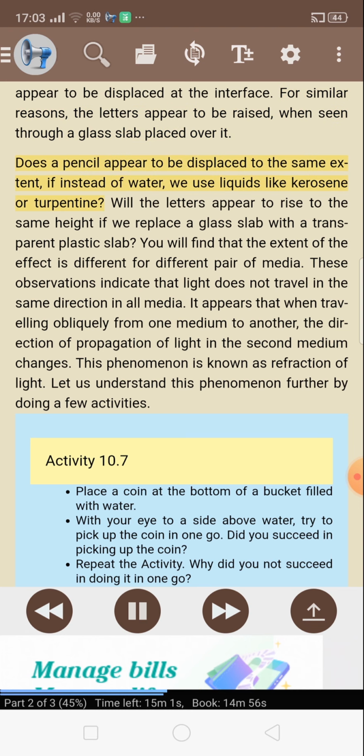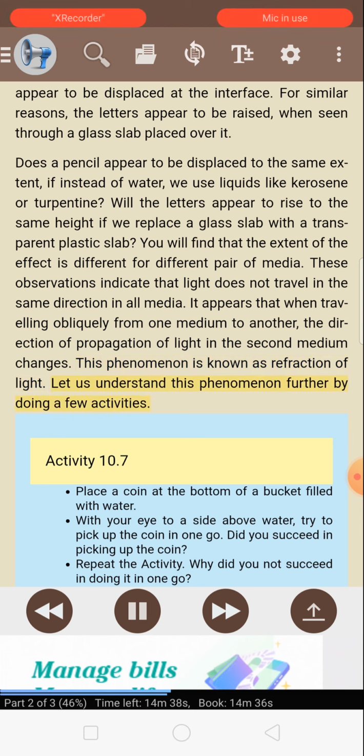Does a pencil appear to be displaced to the same extent if instead of water we use liquids like kerosene or turpentine? Will the letters appear to rise to the same height if we replace a glass slab with a transparent plastic slab? You will find that the extent of the effect is different for different pairs of media. These observations indicate that light does not travel in the same direction in all media. It appears that when traveling obliquely from one medium to another, the direction of propagation of light in the second medium changes. This phenomenon is known as refraction of light.